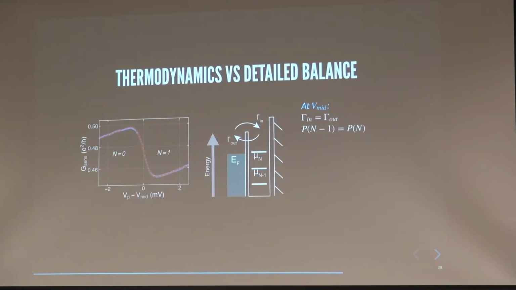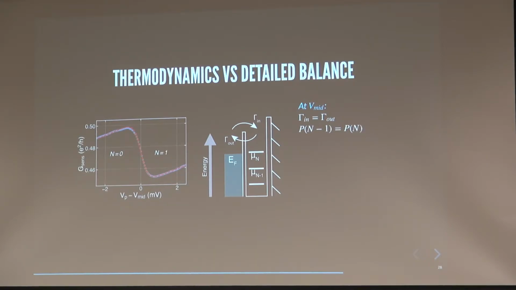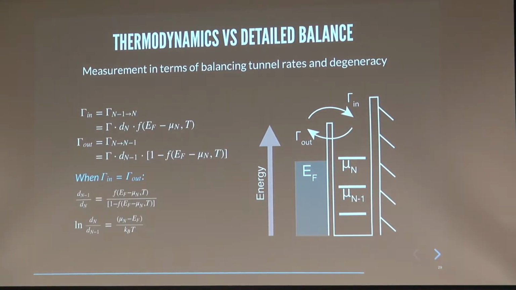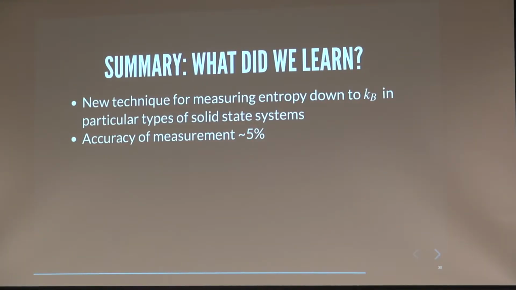You can fit it to the line shapes that it should have. There's a detailed balance version of this same story, and because of the time, I think I'm going to skip over it. It gives you exactly the same result, as of course it has to. But it's a way of seeing the same physics in the language that people maybe are more used to for quantum dots. They're not so used to thinking about thermodynamics in the thermodynamic limit. So I'm happy to go over this with any of you that are interested later.